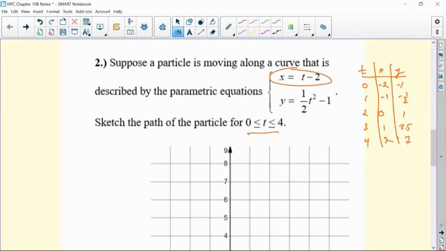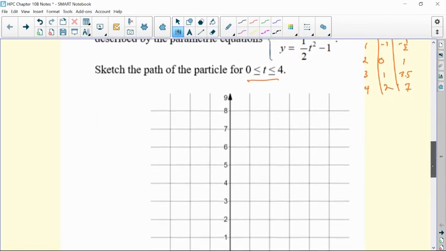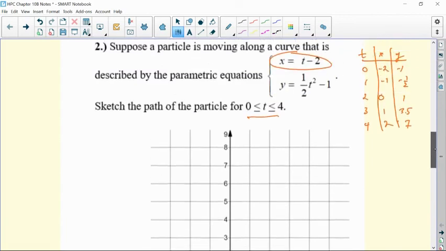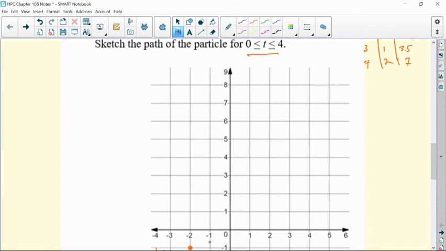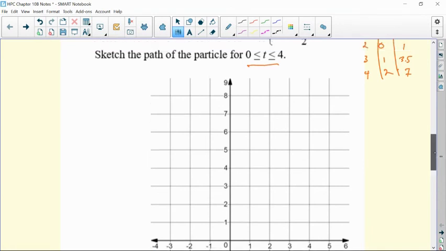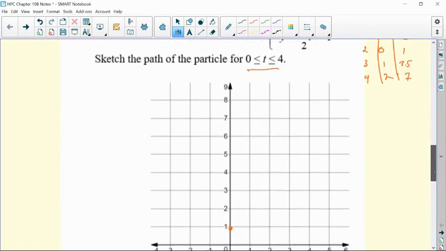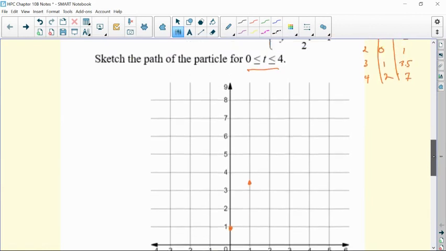It's okay. We'll still start. So -2, -1 is our starting point. So x equals -2, y equals -1. That's when t equals 0. And then we have -1 and then -half. And then we have 0, 1 here. So our rise is going much quicker. 1, 3.5. And then 2, 7.